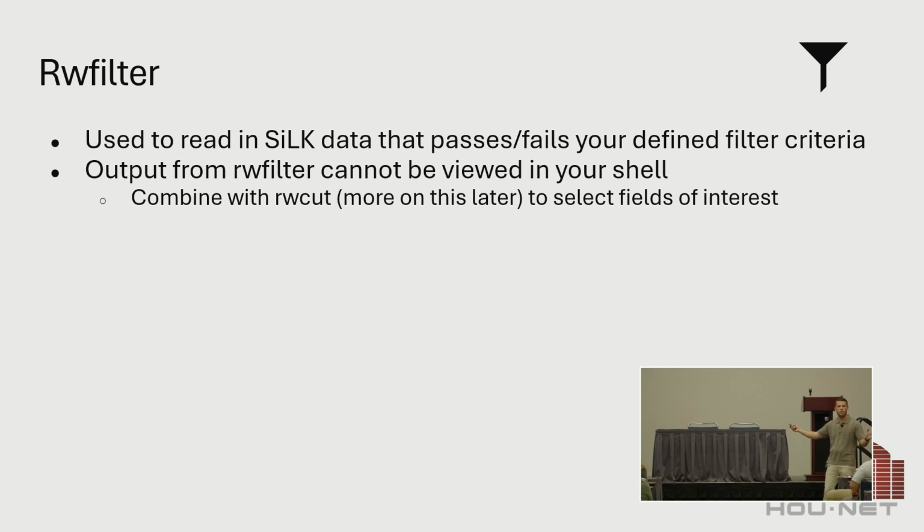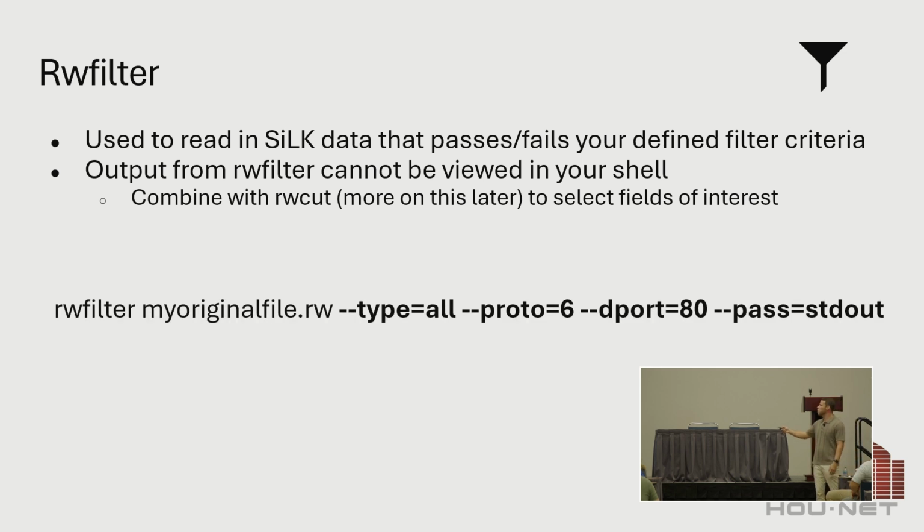So once we pass a filter, we can't look at the data. It's still binary, and that's by design. SiLK tries to keep your data in a binary format as much as possible to ease that analysis process and ease the translation process. So you can't just look at it on the shell. If you just run an RW command and standard out your pass filter, you're going to get back nothing. It'll say, I'm not going to do that to you. What are you doing? You don't want binary data on your shell. Stop it.